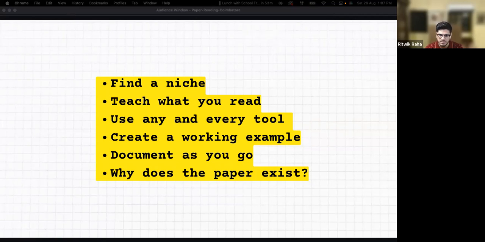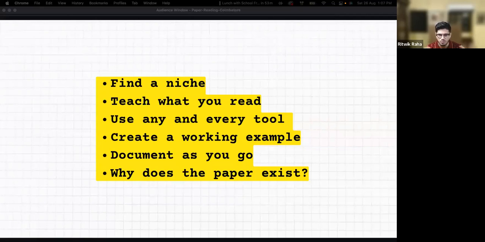Create a working example. Okay, if you find a paper and if you find the code, there's a website called paperswithcode.com. Go onto that and check for the paper. You'll probably find the code. If not, you can wait for the code and the code will come from the authors or from somewhere else.